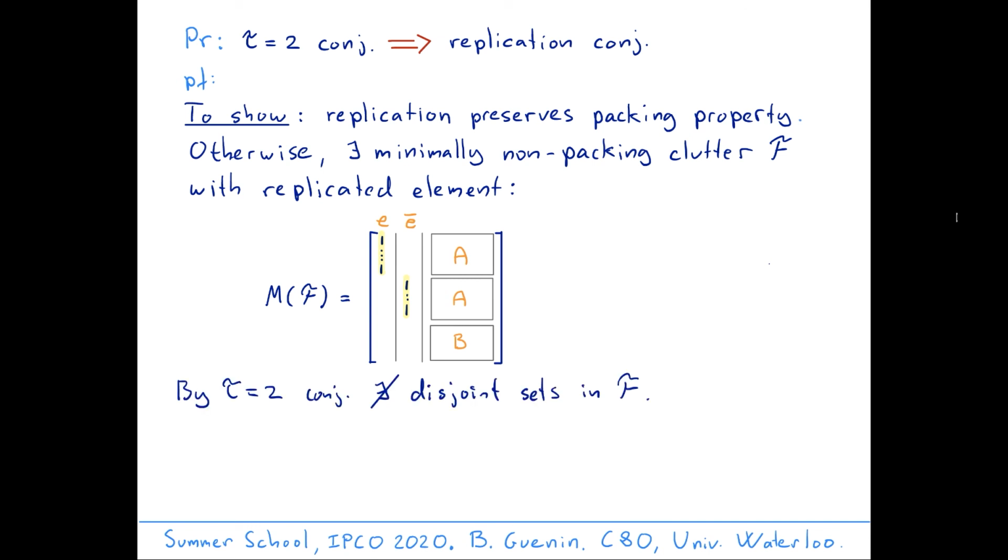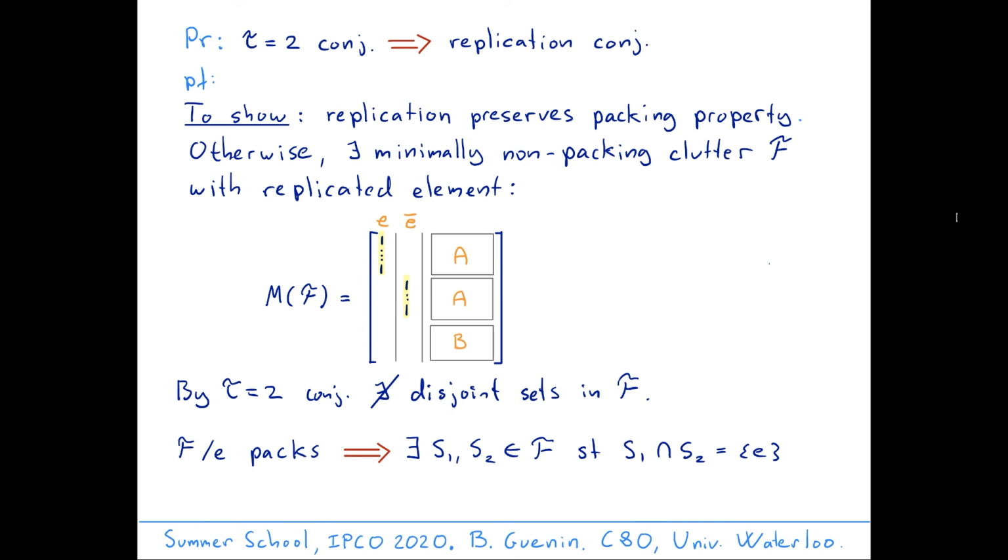So now, because you have the tau equal to 2 conjecture, it would tell you that you have a cover of size 2. So in particular, you cannot have disjoint sets in that clutter, because otherwise it would pack. On the other hand, I tell you that this clutter packs. So if I take a contraction of that, the covering number is going to be at least 2. So after contracting E, I must have 2 disjoint sets.